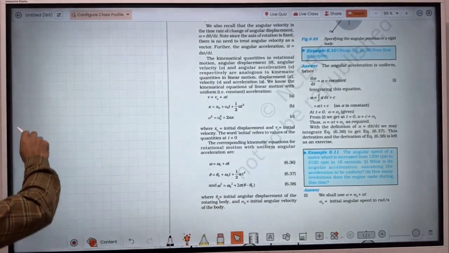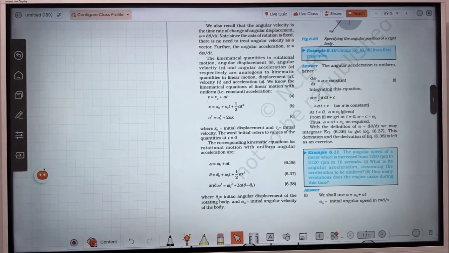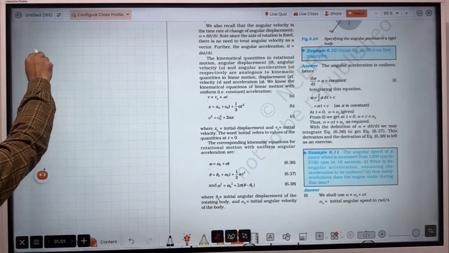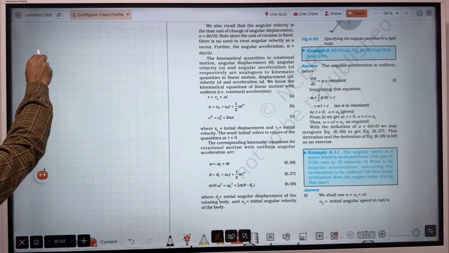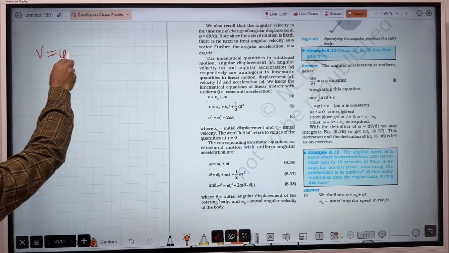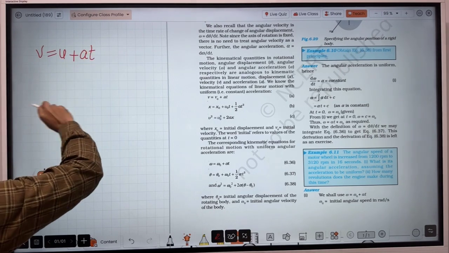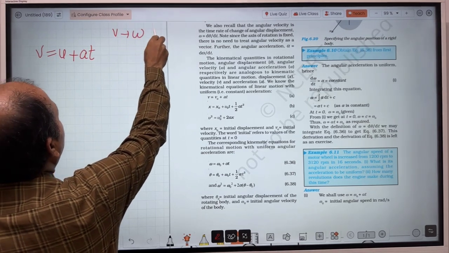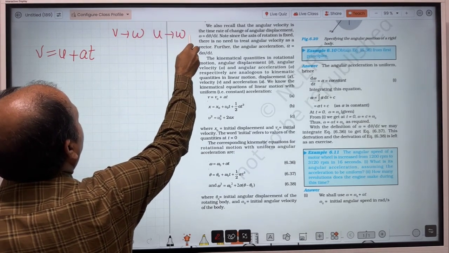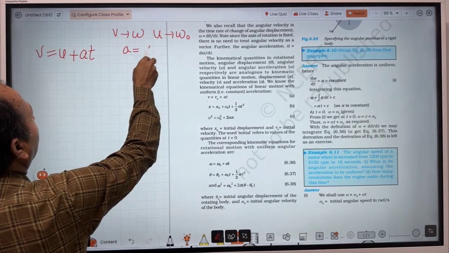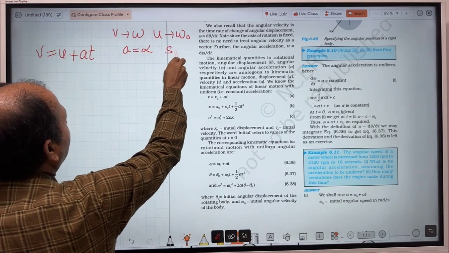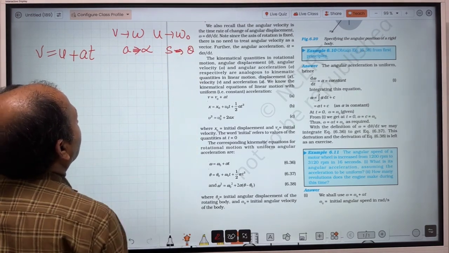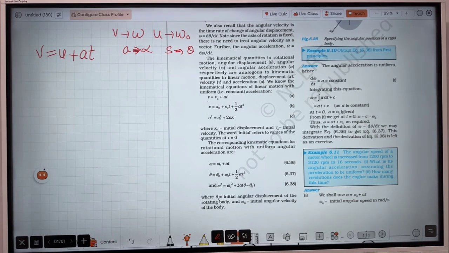So here we will study equations of rotational motion. As we have seen in case of linear motion, we write v equal to u plus at. In a rotational motion, v will be replaced by omega, u will be replaced by omega 0, a will be replaced by alpha, and s will be replaced by theta. So let's see how the equations will look like.